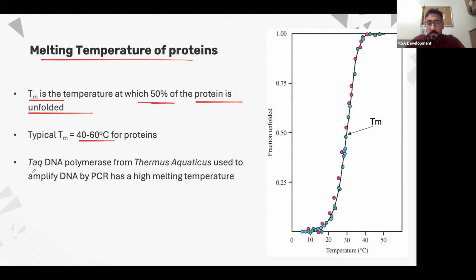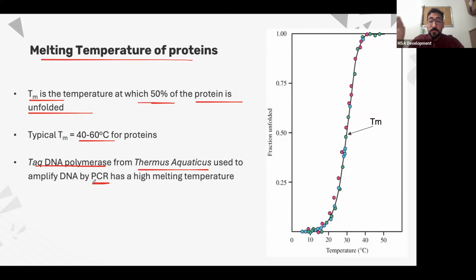Now, here in Dr. Hannah's slide, she mentioned that there's something called Taq DNA polymerase, and Taq DNA polymerase is a protein that is an exception. It's not a protein inside the human body. It's a protein that's produced by a heat-loving bacteria called Thermus aquaticus. Researchers take this Taq DNA polymerase and use it in the polymerase chain reaction, which is a molecular technique that's used to amplify DNA, and that's used for different research and experimental purposes.